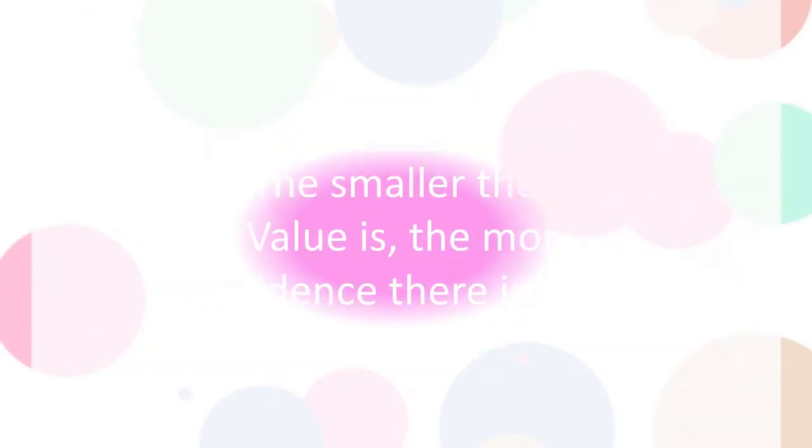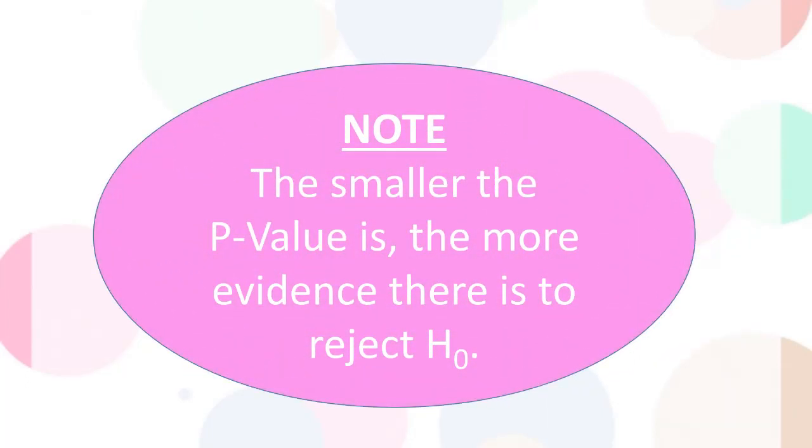And so we have a note. The note is that the smaller the p-value is, the more evidence there is to reject H0. Remember what the p-value is. The p-value is the probability of obtaining a sample statistic with a value at least as extreme as the one obtained from the data. So if that likelihood is smaller, then there's less evidence to believe the claim and more evidence to reject it.